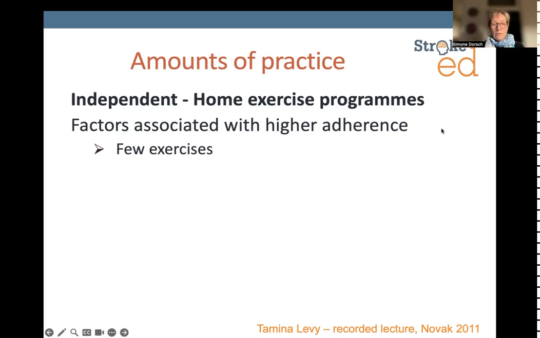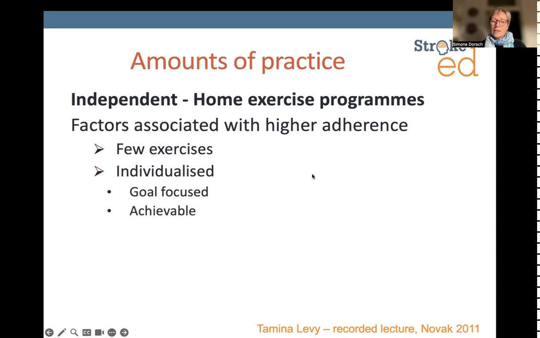So not lots of exercises. Individualized, obviously, so that it's about that person and the things that they're trying to work on. If you are using one of the big programs like GRASP, pick out the ones that really help to target that person's particular problems. What exercises are really related to the specific goals that they're working on, and achievable.